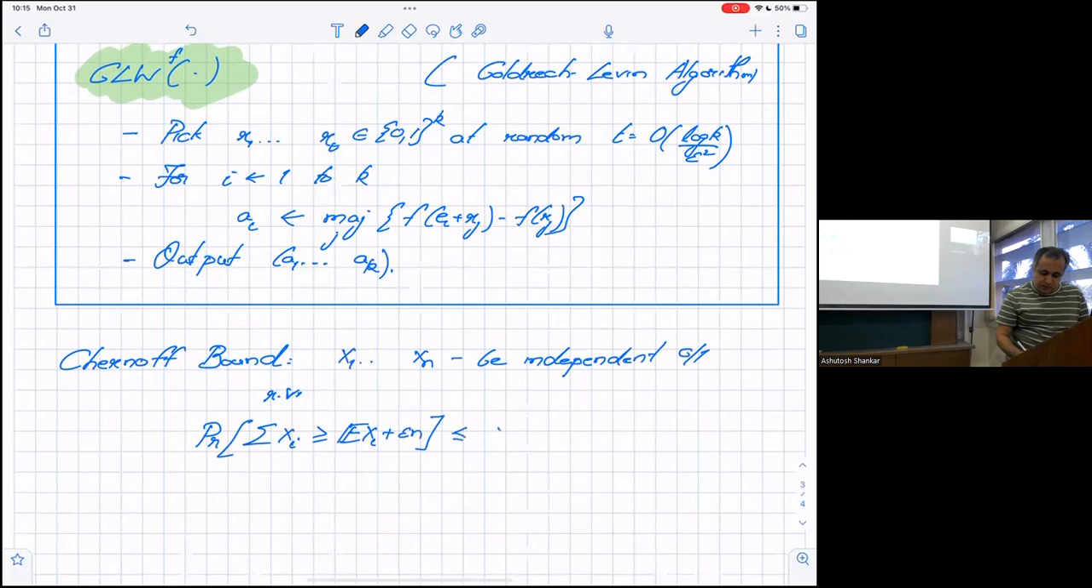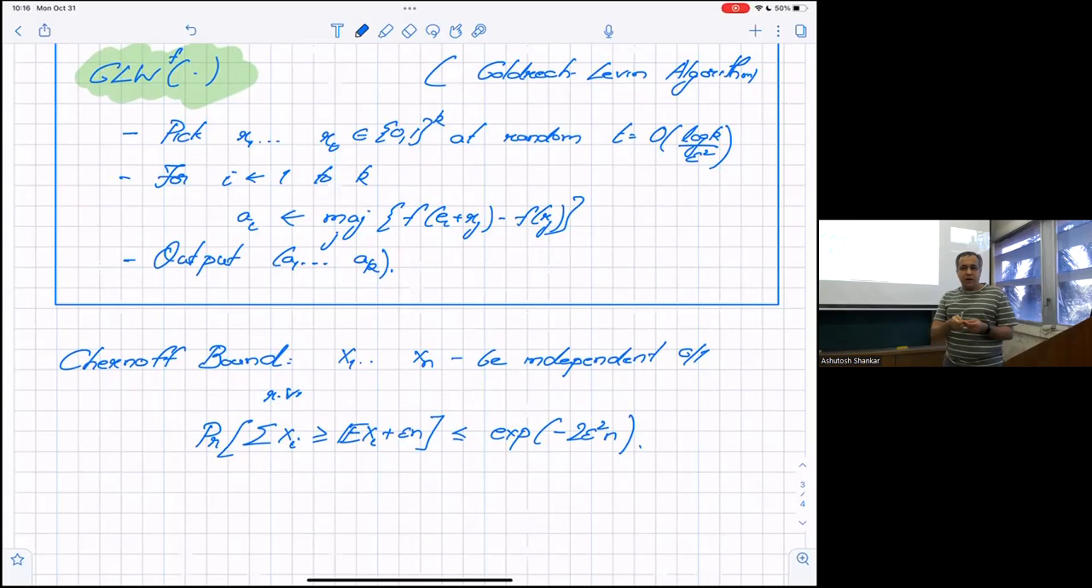This is less than or equal to 2 power minus 2 epsilon squared n. It's exponentially small in minus 2 epsilon squared n. This is the Chernoff bound. Therefore, I want to make this error something like 1 over k squared, because I need a1 to be correct, a2 to be correct, ak to be correct. I need all of them to be correct, so the error has to be smaller than 1 over k because of the union bound. So let's make the error 1 over k squared. That constant is of order log k, say 2 log k by epsilon squared.